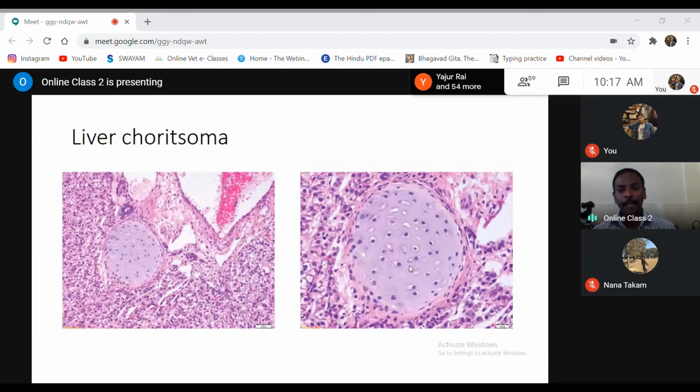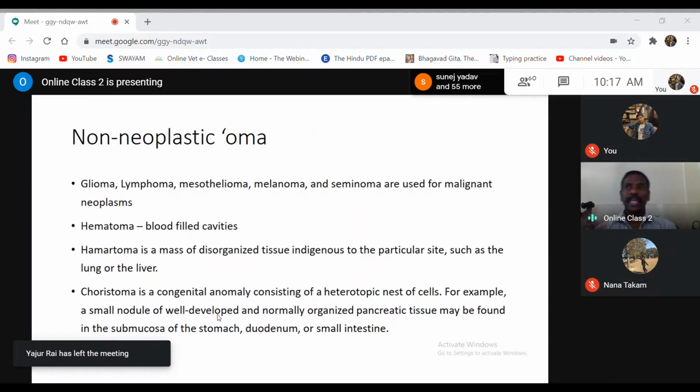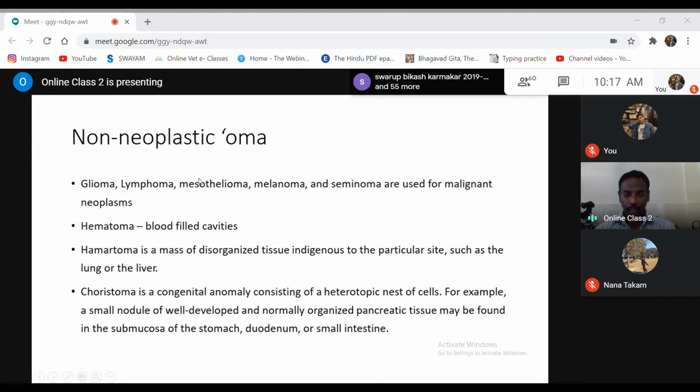So these are certain conditions where you find a term ending with oma, but it is not a neoplastic condition. That is hematomas, hamartomas, and choristomas. These you should remember. And of course there are certain terms which can be used for both benign as well as malignant tumors, like glioma, lymphoma, mesothelioma, melanoma, and seminomas. So this is all about the different terminologies associated with tumor conditions.